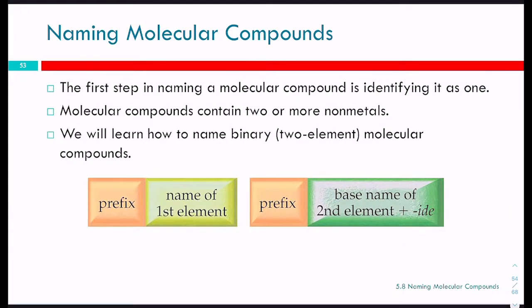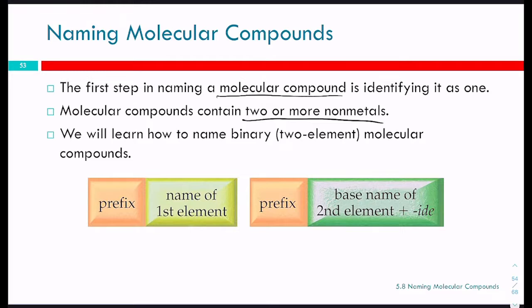Okay, so that was ionic compounds: naming ones that have predictable charges, naming ones that have unpredictable charges, and how to figure those out. Naming molecular compounds, by comparison, is much easier. The first step for any of these is identifying it as the type of compound for the naming scheme we're going to use. Molecular compounds are made up of 2 or more nonmetals.